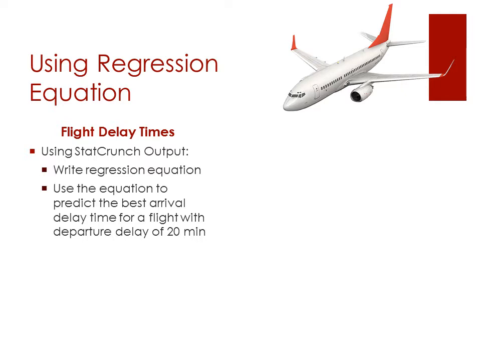All right, our last regression equation is relating to some information that might be particularly salient for some of us as we're getting ready to head home over the holidays, or taking advantage of the break to take off on an adventure somewhere. And that is looking at flight delay times and using them to make a prediction about arrival delays. So we're going to use, again, a StatCrunch output to write a regression equation, and then we're going to use that equation to predict the best arrival delay time for a flight that has a departure delay of 20 minutes.